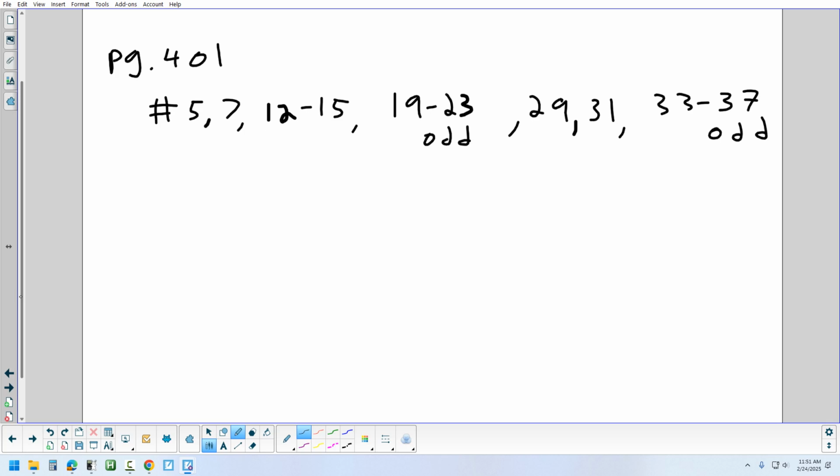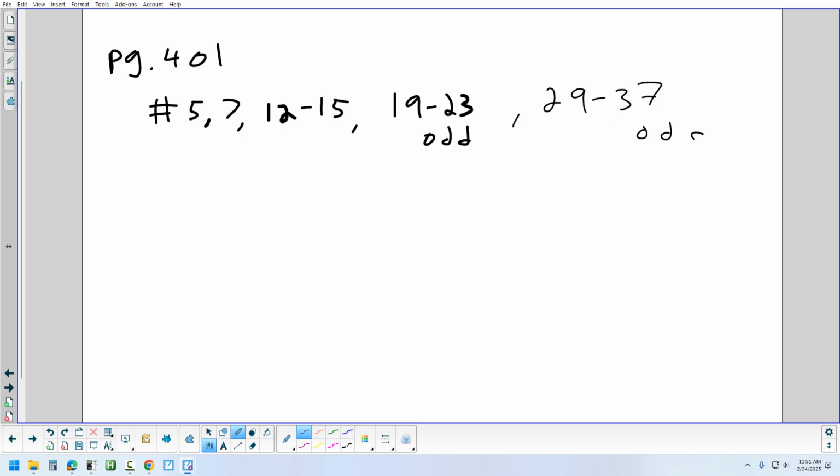All right, so that's homework for tonight. Some of those are just odds. It's the 19 to 23. So actually, I could probably simplify that because it's 29, 31, 33. I could just say 29 to 37 odd. It'd be easier to write down that way. So it's 5, 7, 12 to 15, that's all. 19 to 23 is odd, and 29 to 37 is odd.